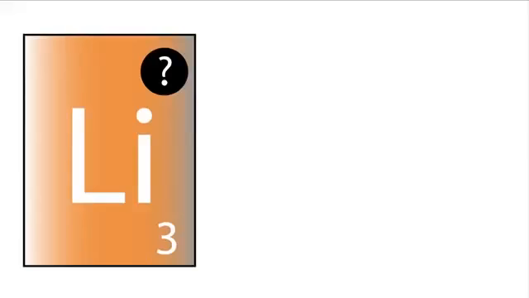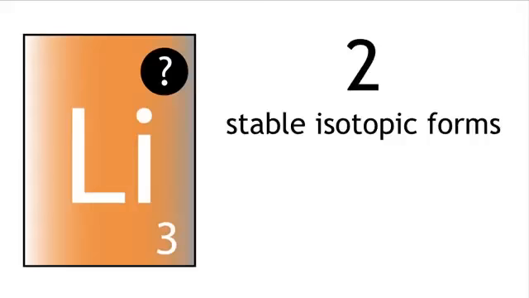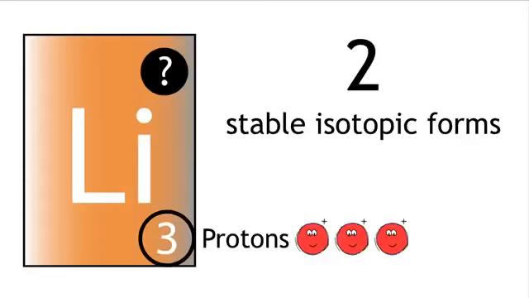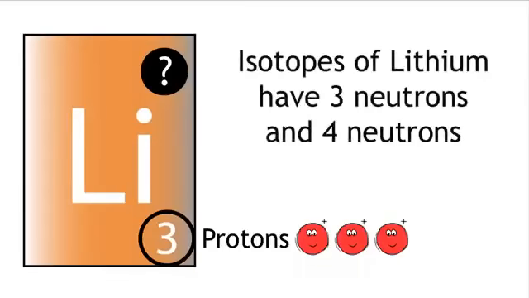Another example of an isotope is lithium. Lithium has two stable isotopic forms. The atomic number of lithium is 3. Therefore, it has 3 protons. The isotopes of lithium have 3 neutrons and 4 neutrons respectively.